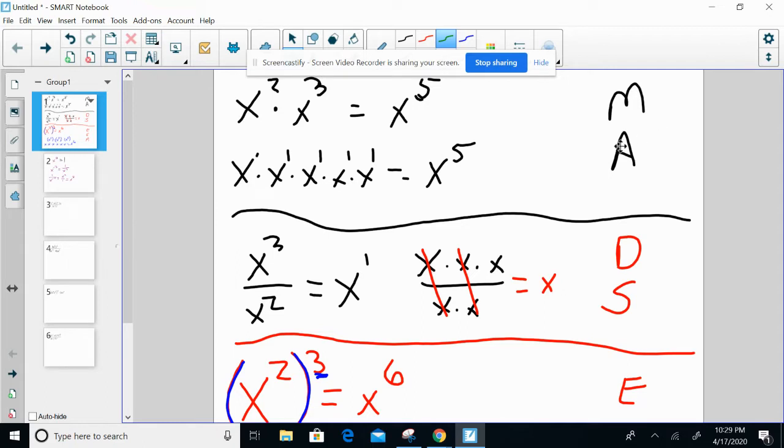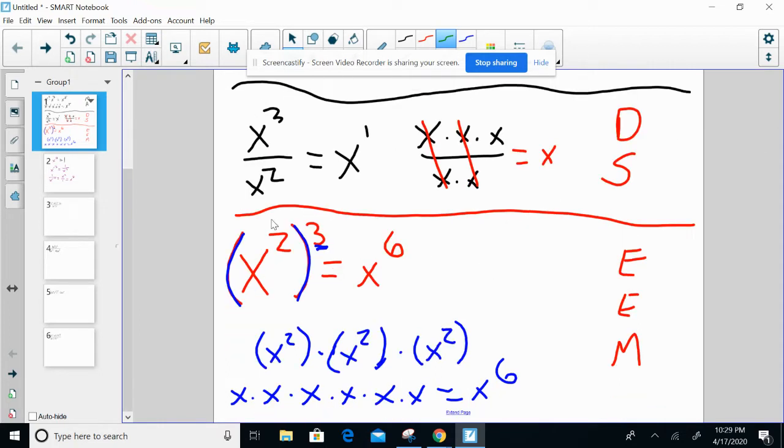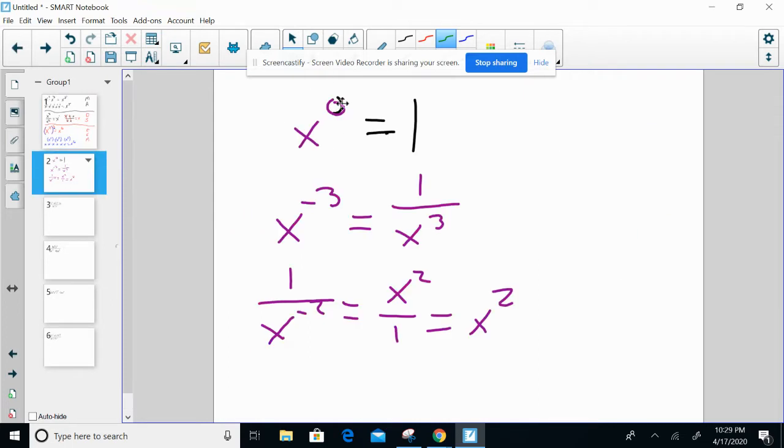When we're multiplying exponential terms, you add the exponents. When you're dividing exponential terms, you subtract the exponents. When you have an exponent to an exponent, you multiply. A 0 exponent means you have 1, and if you have a negative exponent, you have to transfer it to the opposite. If it's in the numerator, you move it to the denominator. If it's in the denominator, move it to the numerator to make it positive.